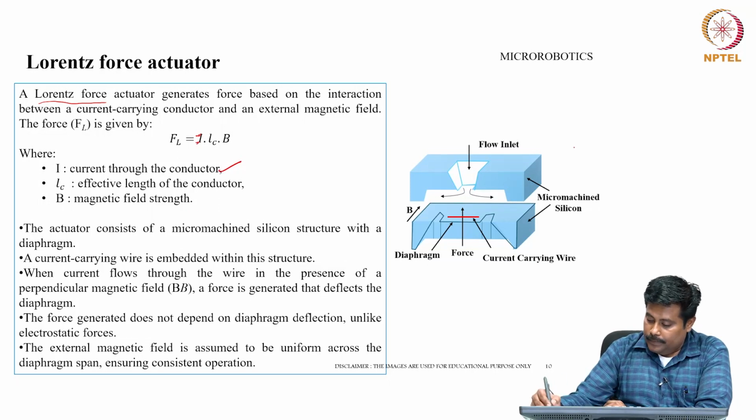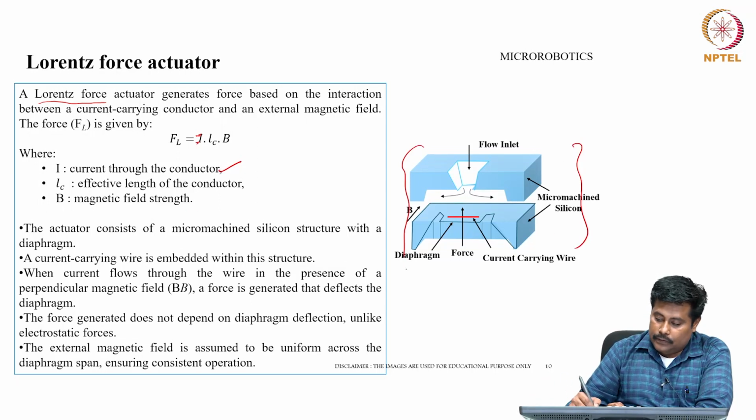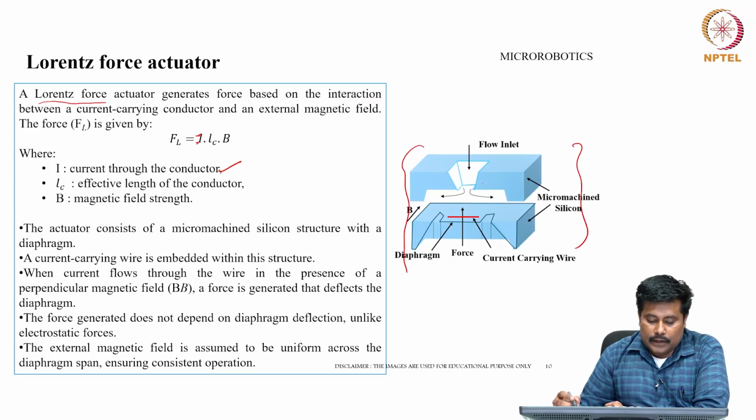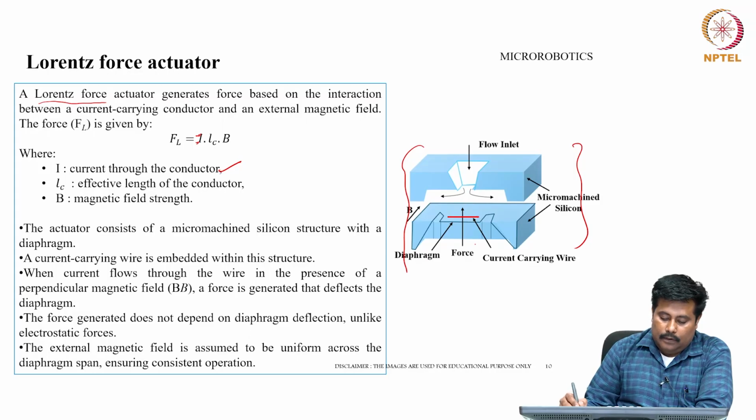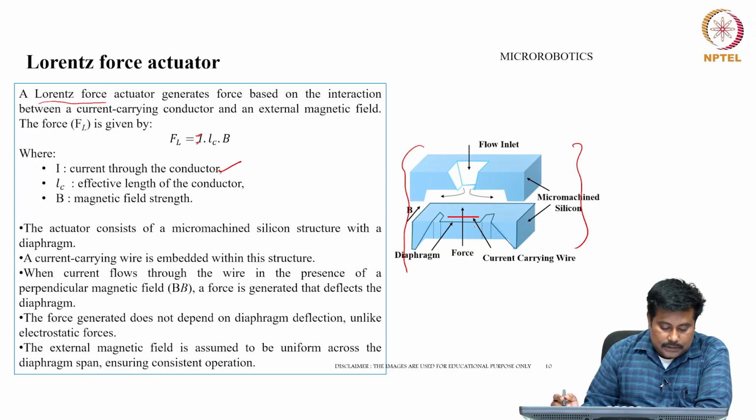So, this is the kind of Lorentz force actuator. This actuator consists of a micromachined silicon structure with a diaphragm. The current carrying wire is embedded within this structure as shown over here. When the current flows through the wire in the presence of a perpendicular magnetic field, which is denoted as B, a force is generated that deflects the diaphragm.